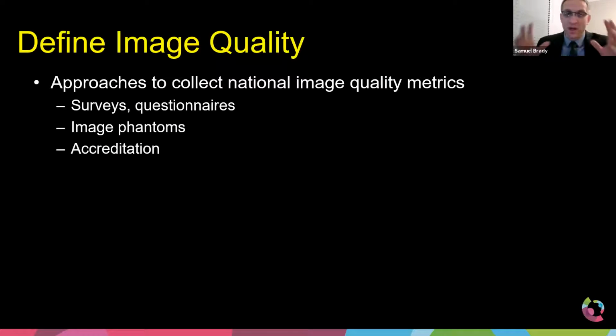All right, so when we talk about national dose reference levels, we can also talk about image metrics that we can collect nationally in Thailand, and we can use that data also to establish best practices for image quality. So how could we go about doing that? Well, there are three approaches, of course. We could do surveys or questionnaires. We could do phantom imaging and accreditation. So we're going to talk about all three and give examples on how they can be applied in Thailand.